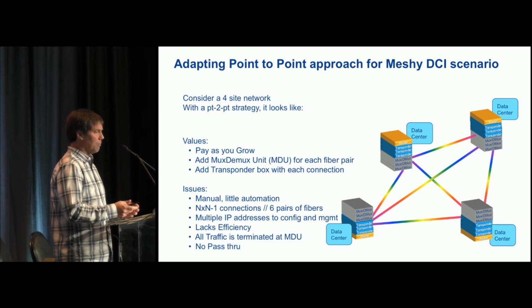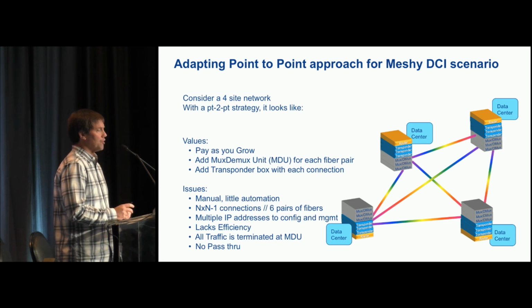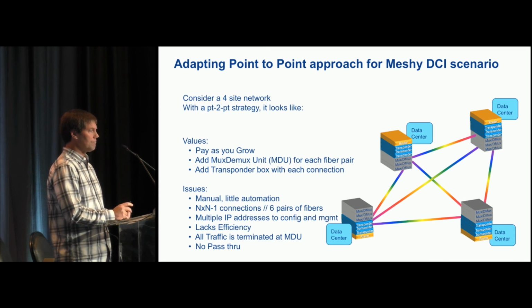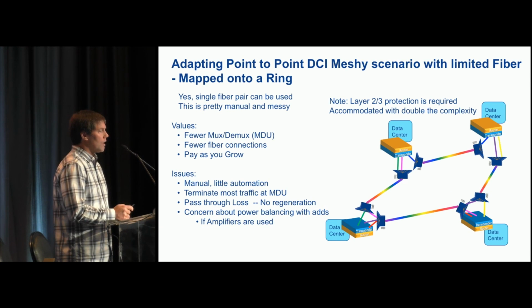So configuration, management, control, security all becomes a bigger issue now since I'm now breaking down the network into smaller functions, but having to have those all be accessed and managed as IP addresses into my NOC center. So that becomes an issue. The other part about point-to-point configurations is that all the traffic is terminated at the MUX-DMUX unit. So there is no pass-through that occurs from node A through node B to get to node C. It does not happen in that scenario.